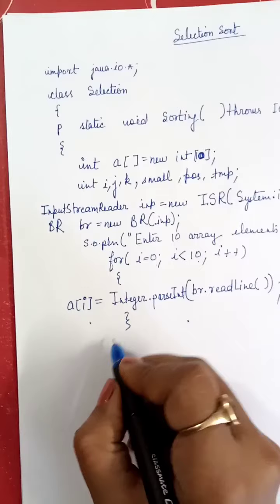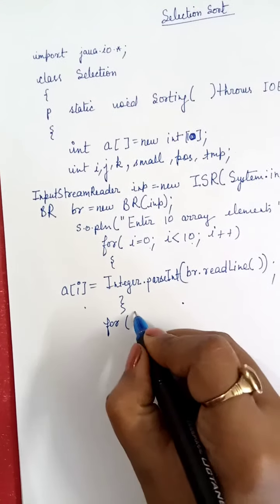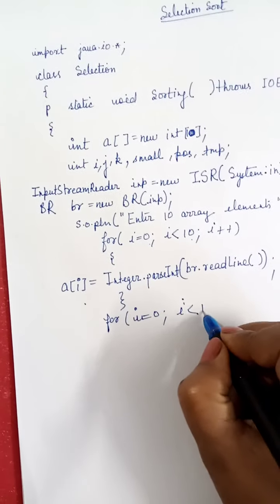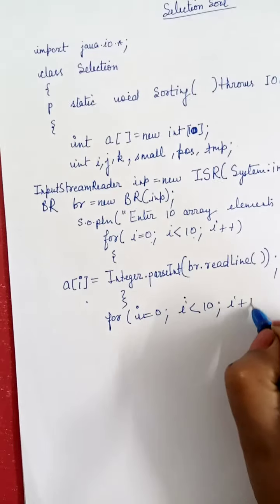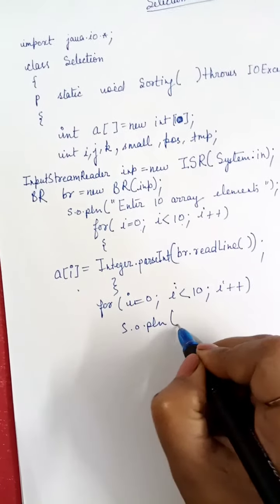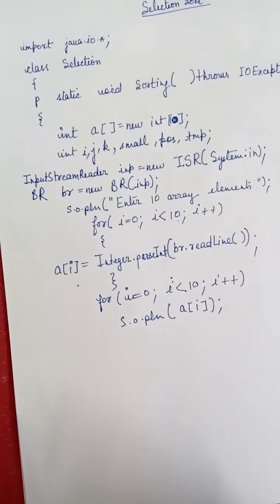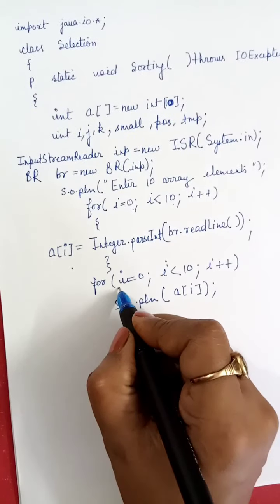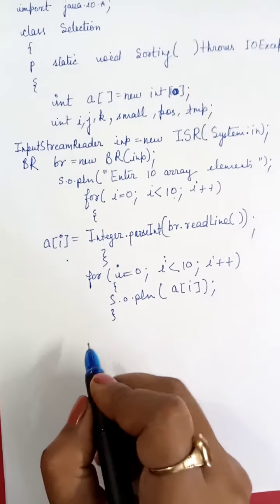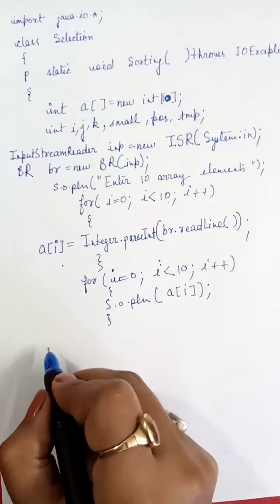Now if you have to display the values, similarly you will write the same loop to display the 10 integers whatever you have stored, println the values of a of i. You can avoid the braces as only a single statement is there. Fine. Now how to sort these array elements.